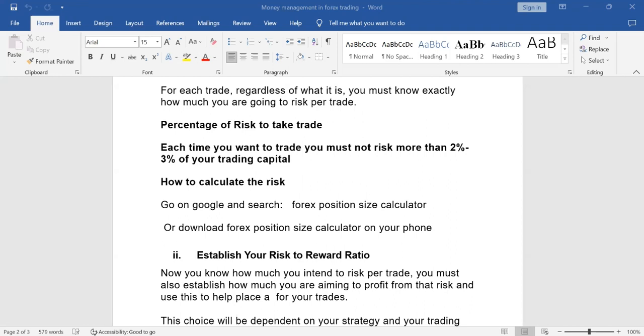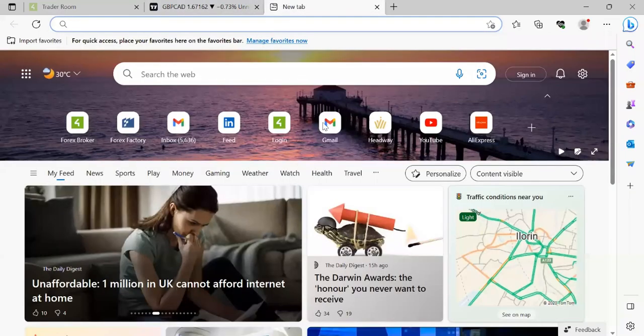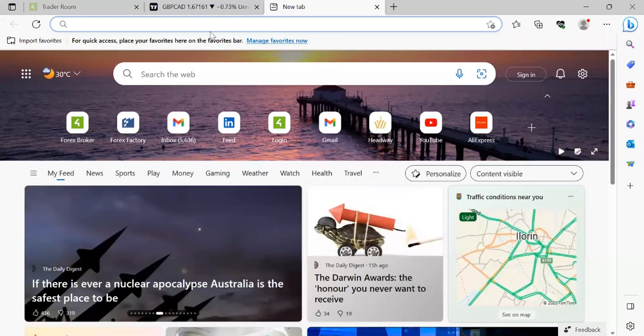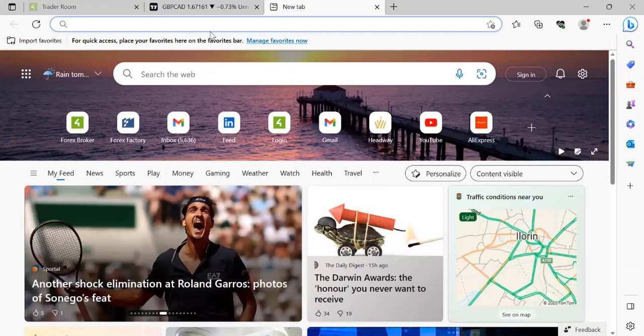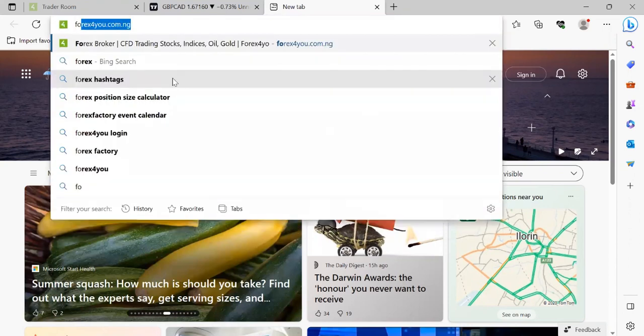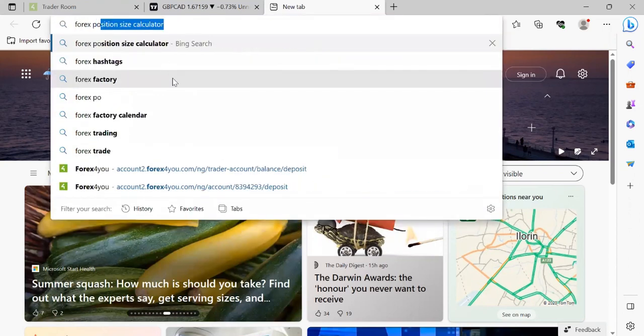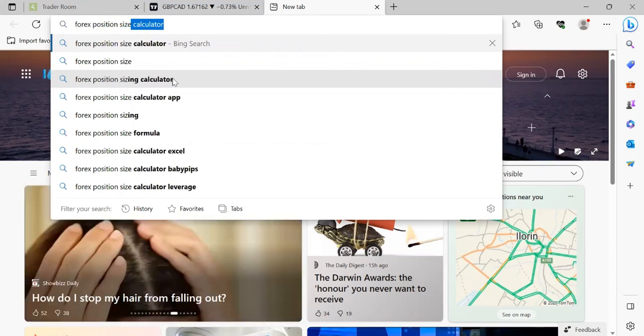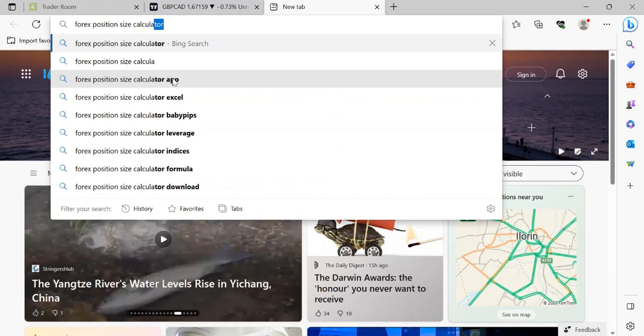Let's go to the website. Let me share the screen. This is the website. Can you see my screen? Yes. Okay, let's go to Google, then just type Forex position size calculator.